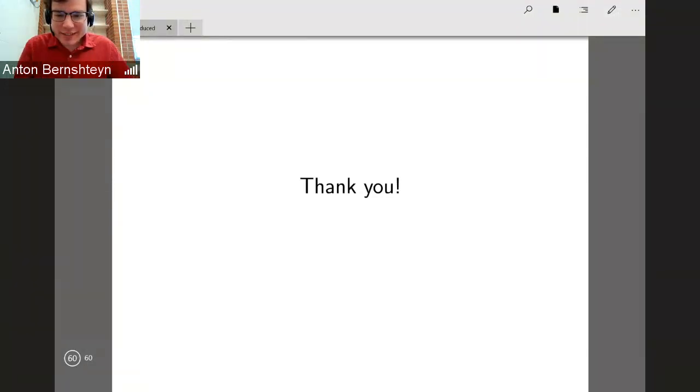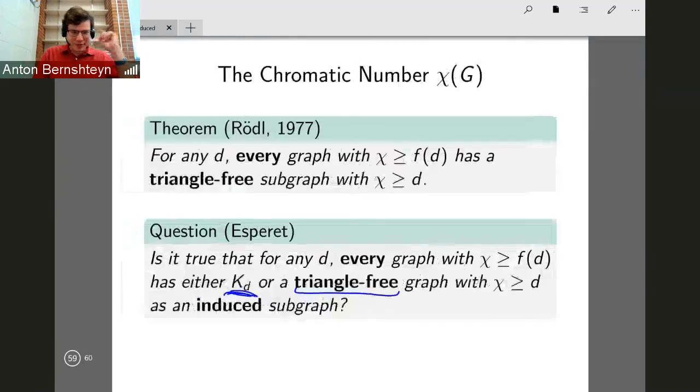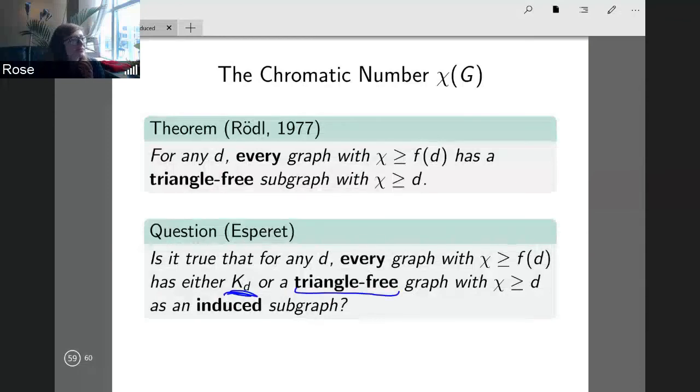Are there any questions or comments? I have two questions. One is in the last slide when you said that this cannot be extended to graphs of large girth. Do you mean the induced version or even the non-induced? Yes, I mean the induced version. I haven't thought about the non-induced version.